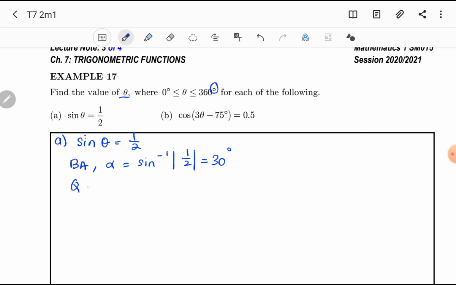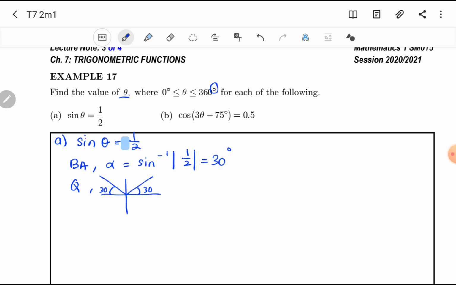BAQ, the quadrant. To determine the quadrant, we look at the sign of the number here. In this case, we have a positive number. For a positive number, sine is positive, so maybe on the first quadrant or maybe on the second quadrant. Add sugar, first, second. Sine will be positive in the first and second quadrants. This is what I called alpha, the basic angle, the reference angle. So we write 30 and 30 for each.